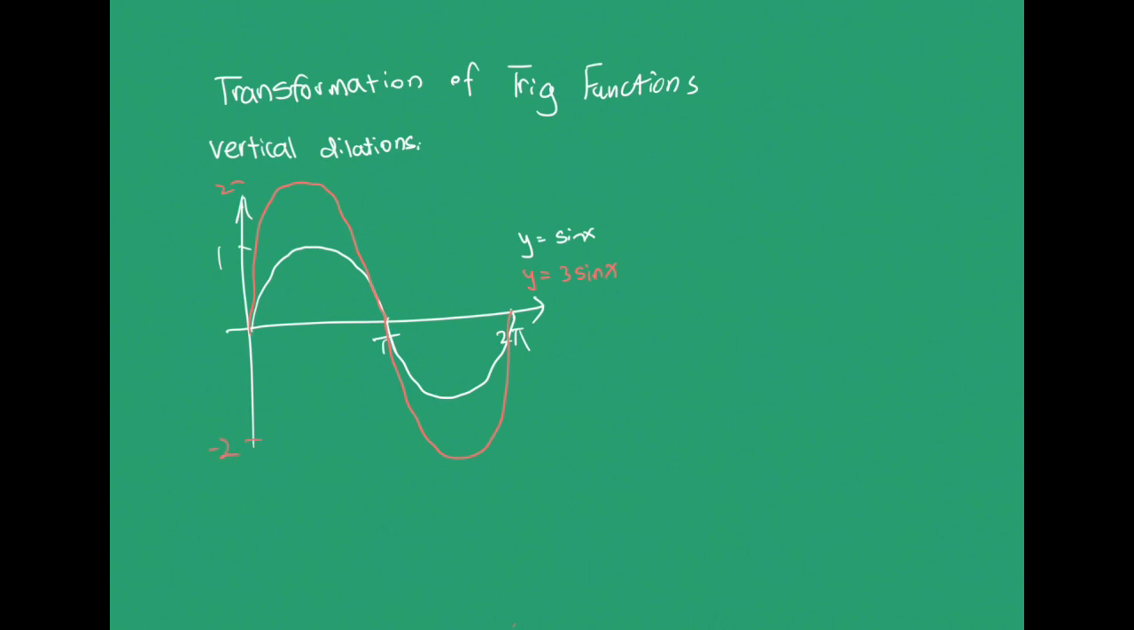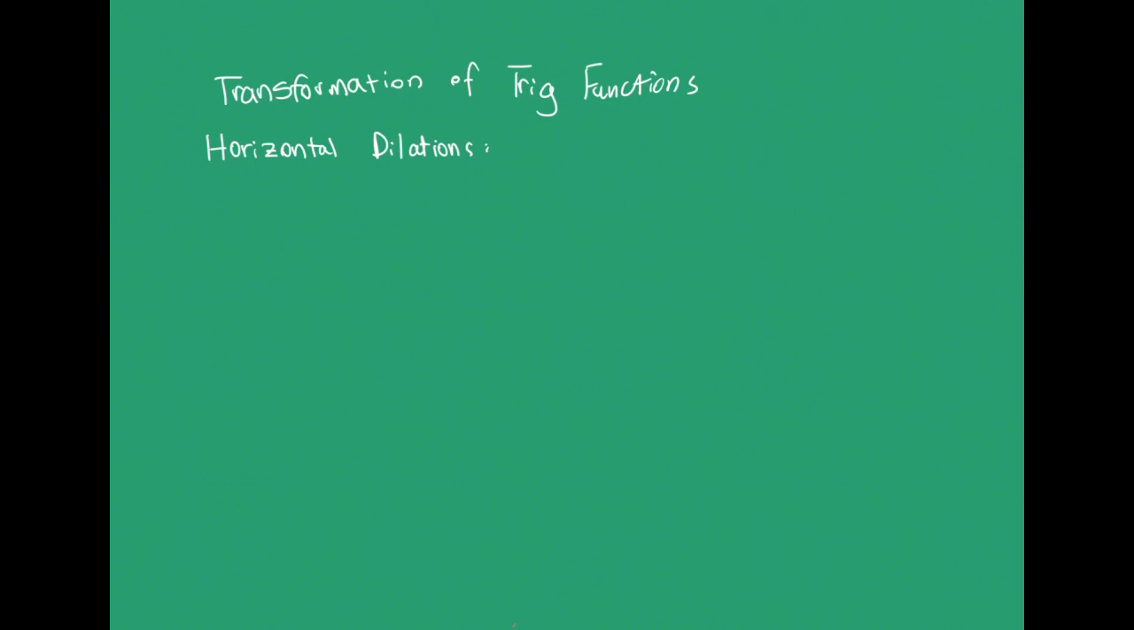The same thing also works on the cos function. So the function y equals k times sine x, or k times cos x, has an amplitude of k. And if k is equal to -1, the graph is reflected in the x-axis. Okay, now you know how vertical dilations work in trig functions.